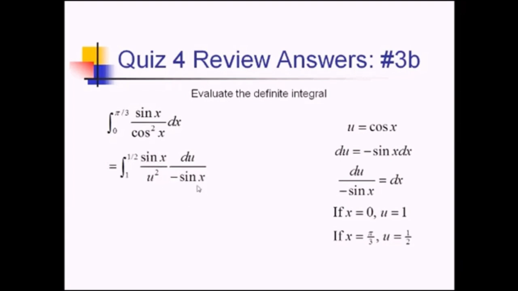Sines are going to cancel. This is going to be negative u to the negative 2 du. And then using my reverse power rule, this bumps up to a negative 1. Dividing by negative 1, I have positive u to the negative 1, evaluated from 1 to 1/2. And then plugging in both of these and subtracting, I've got 1/2 to the negative 1 minus 1 to the negative 1. Well, 1/2 to the negative 1, that's just the reciprocal, which is 2. The reciprocal of 1 is 1, so this is really just 2 minus 1, which comes out to 1.